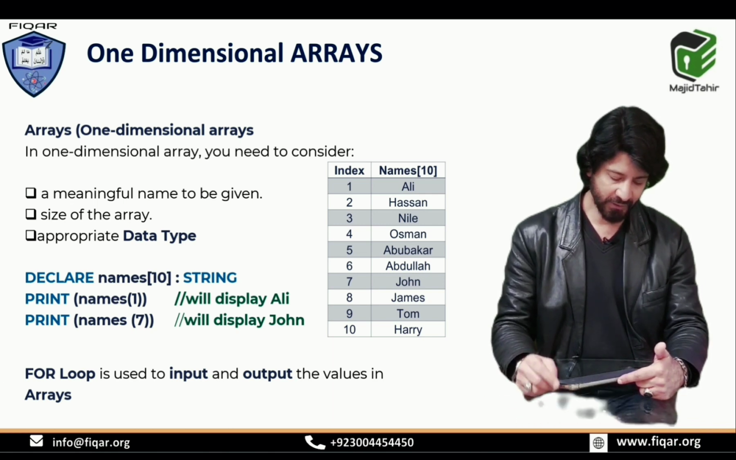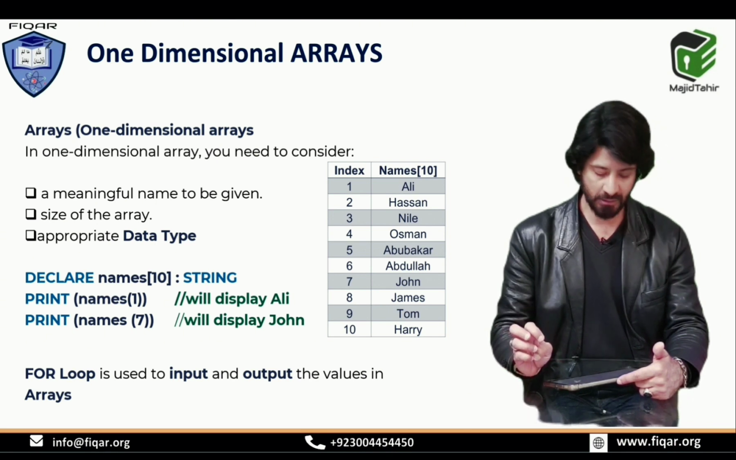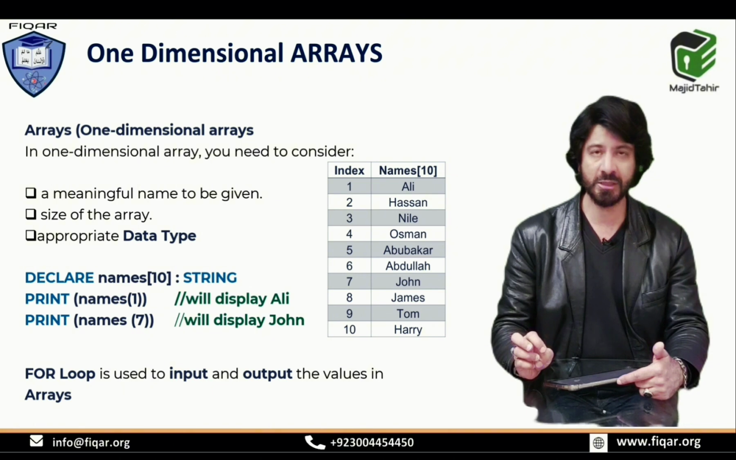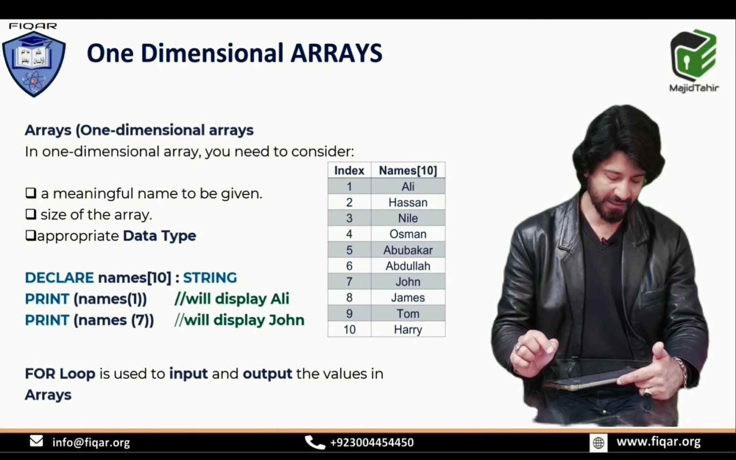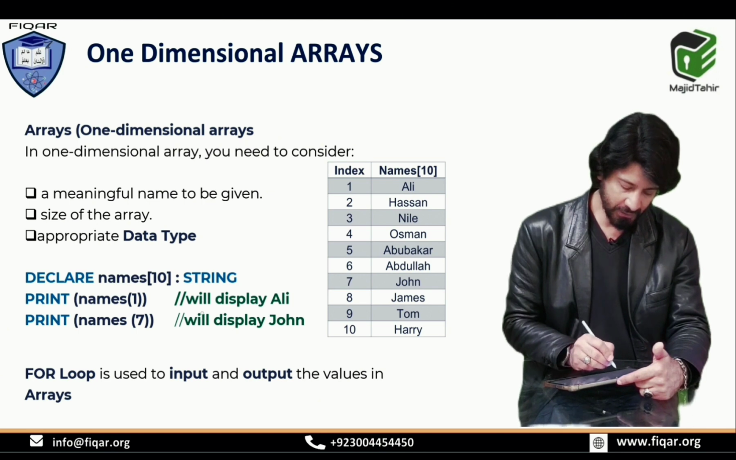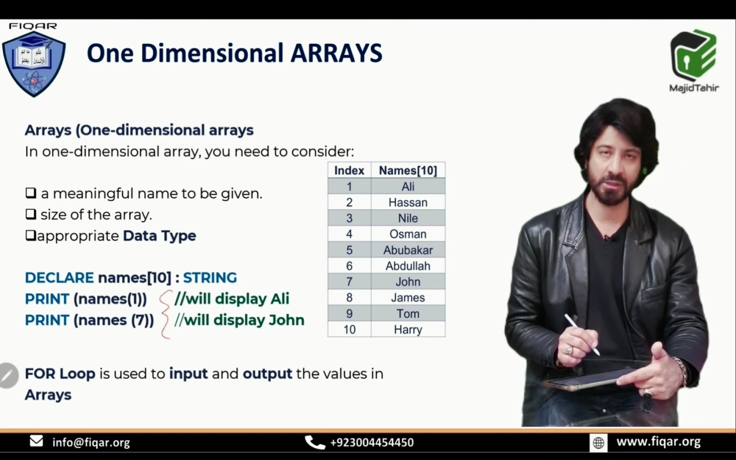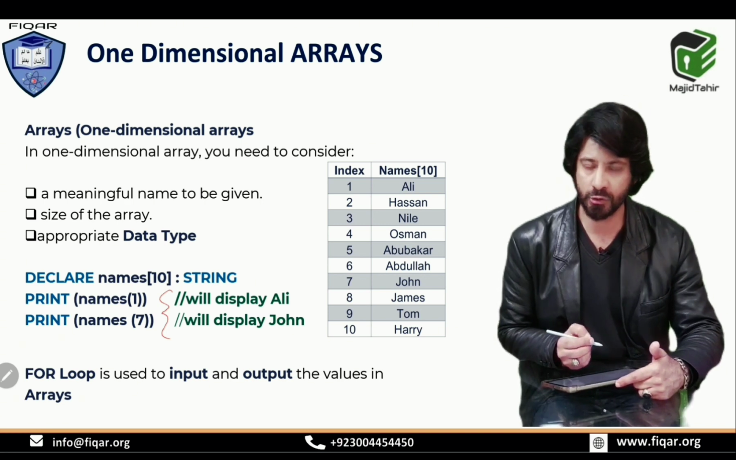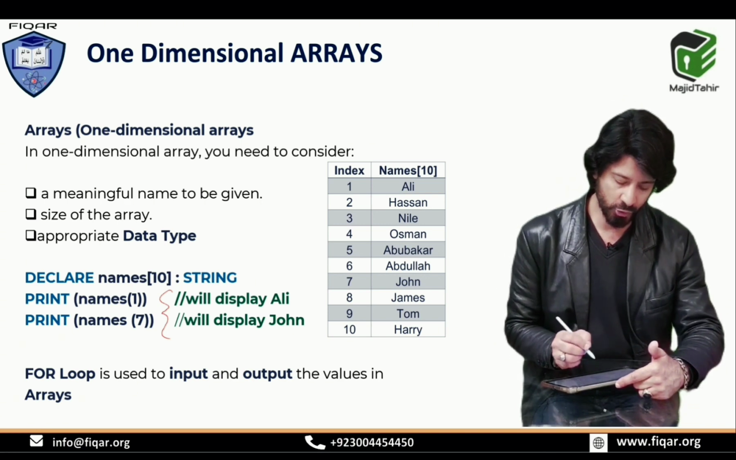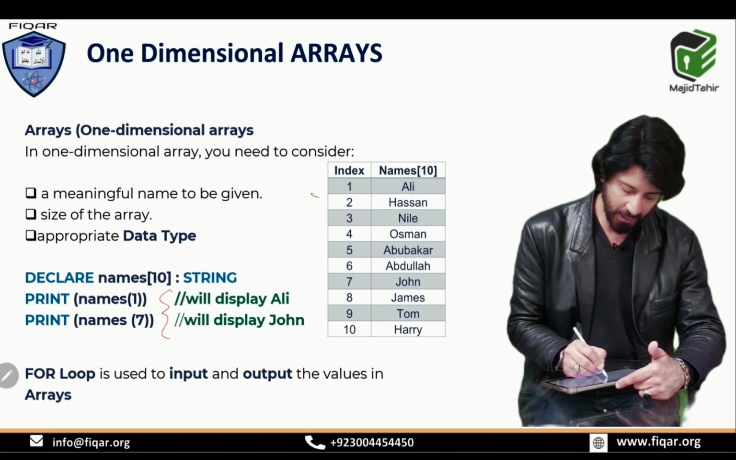10 names. If there is already data in it, name bracket 1 has Ali, so it will display Ali. Name bracket 7 has John, so it will display John. You can see that these two lines are basically comments. You can insert comments in any programming language, and in pseudocode also. This is the comment saying that name 1 has Ali because the name 1 slot has Ali in it, and name 7 has John, so it will display.